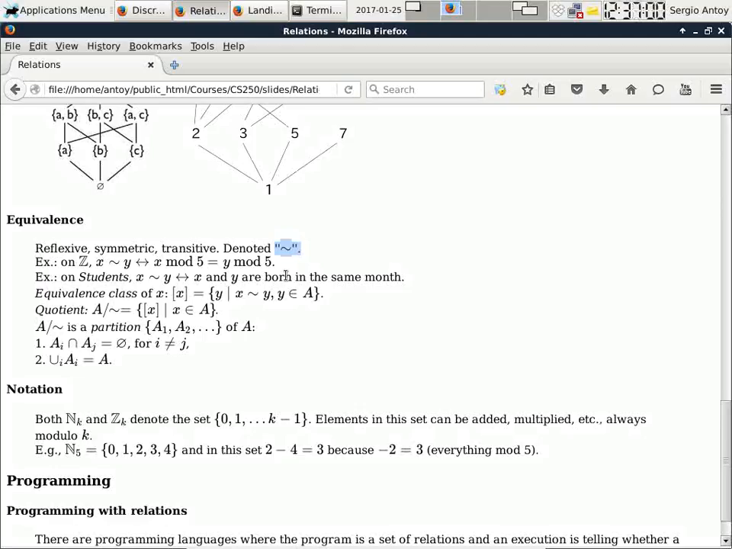So let's look at an example. I'll take again Z, and I say that X is related, or equivalent in this case, to Y if X mod something is equal to Y mod the same thing. You remember what mod is, right? You divide and you take the remainder. Alright? I can do another relation on students and say the student X is equivalent to student Y if X and Y were born in the same month.